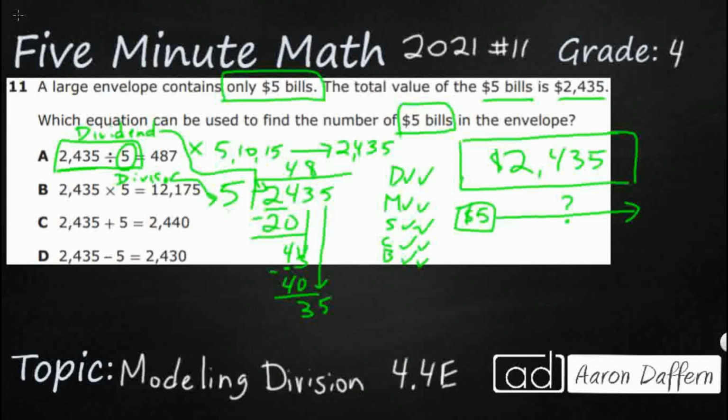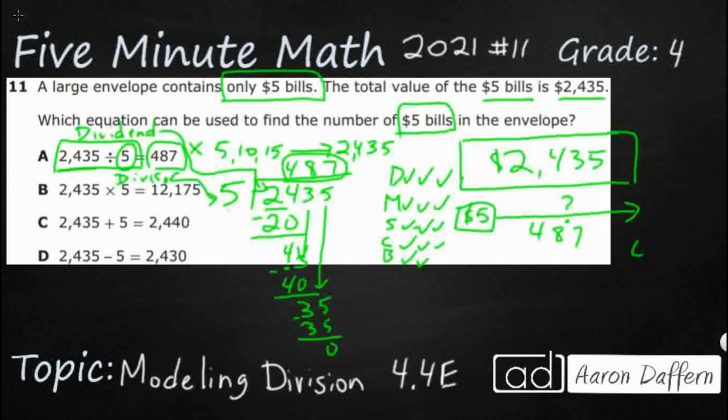And let's do it one more time. 5 goes into 35 7 times. 7 times 5 is 35. We're going to have no remainder. Subtract and check, and there's no bring down, so it's that 487, which they give us right there as our quotient. So does that make sense? Would 487 make sense here?